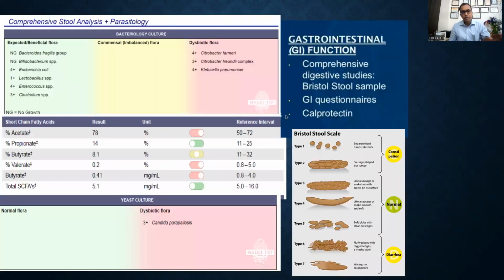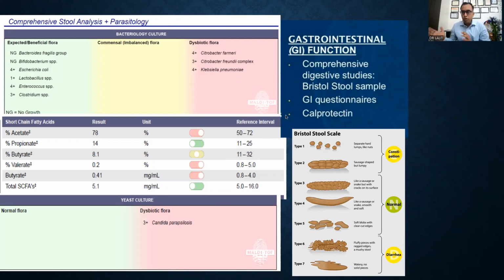Now, this is a stool comprehensive analysis in one of the ASD kids. What is the peculiarity of this unique test? First of all, it gives you a complete description of all the different short chain fatty acids, like acetate, butyrate, propionate, and total fatty acids. Now, this is the reference range. For example, for propionate, 11 to 25 is the normal range.